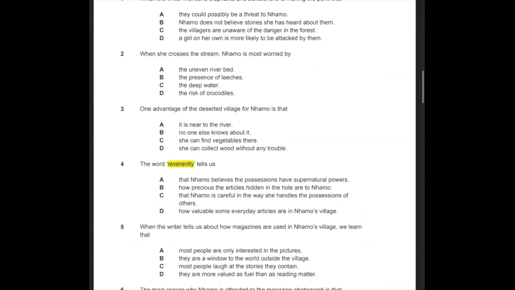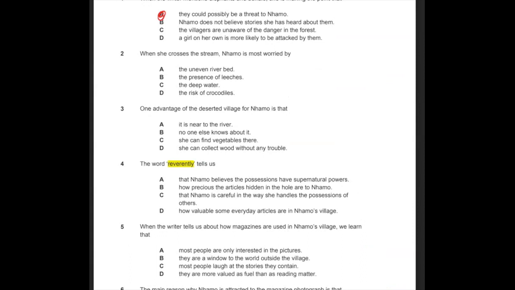So for example, question 1, when the writer mentions elephants and buffaloes, as soon as I read that, since I've already taken note of the fact that the first paragraph talks about animals, I would go straight back to there. The correct answer for this question was A. They could possibly be a threat to Namo, the main character.